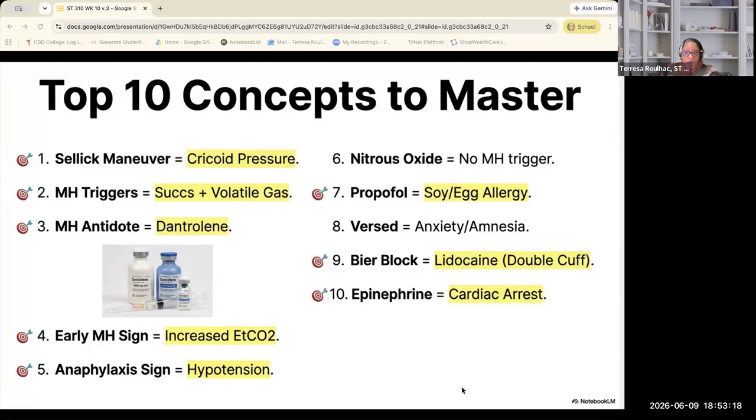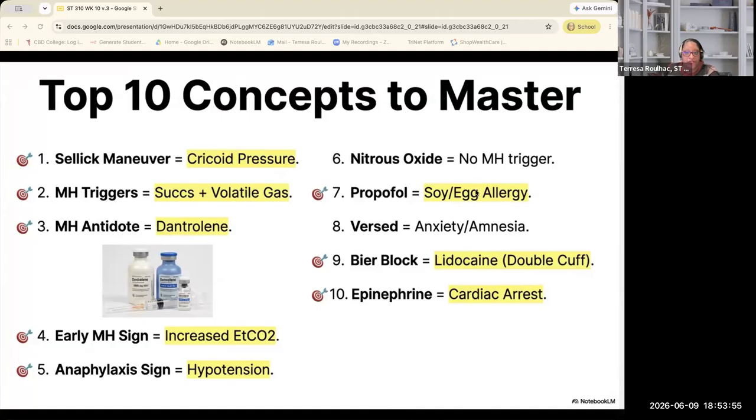We'll start here. Sellick maneuver equals cricoid pressure. MH is most commonly triggered by sux and volatile anesthetics. So if you don't see succinylcholine, you may see volatile anesthetics, or they may even say the trigger. The antidote for MH is dantrolene. The earliest sign of malignant hyperthermia is often a rise in end-tidal CO2. Again, one of the earliest signs of anaphylaxis may be sudden hypotension.